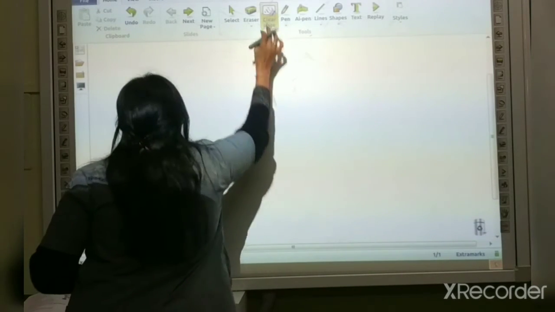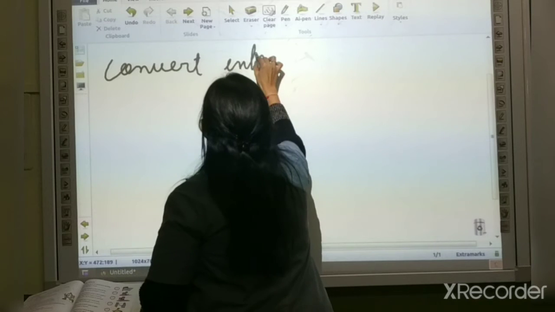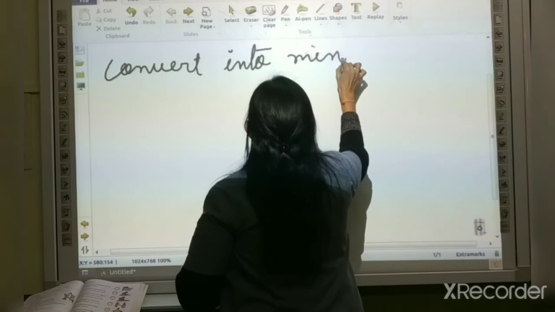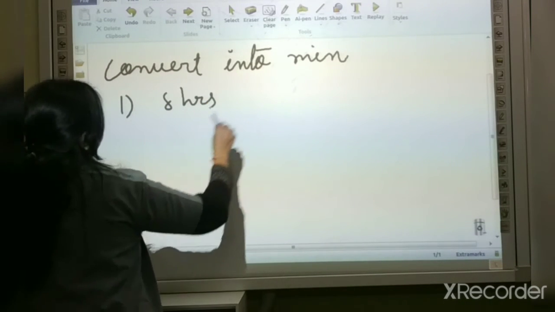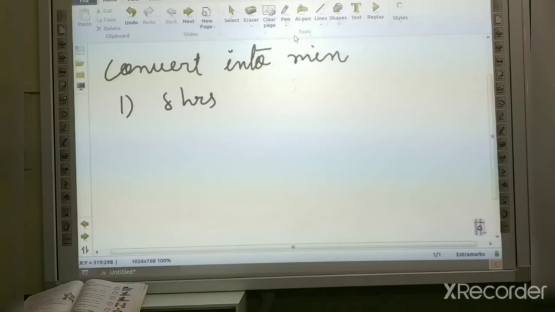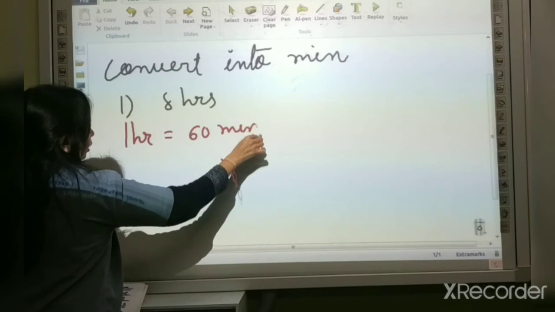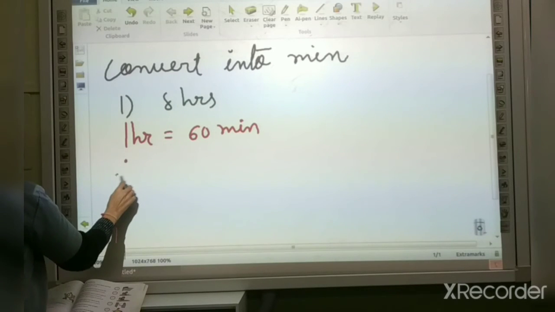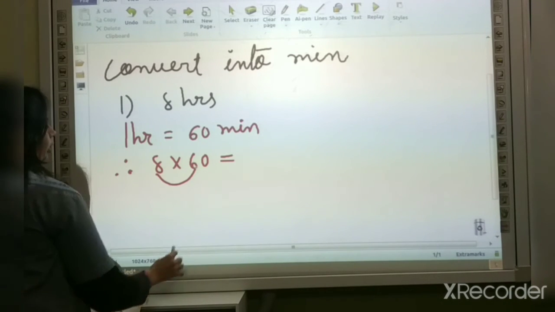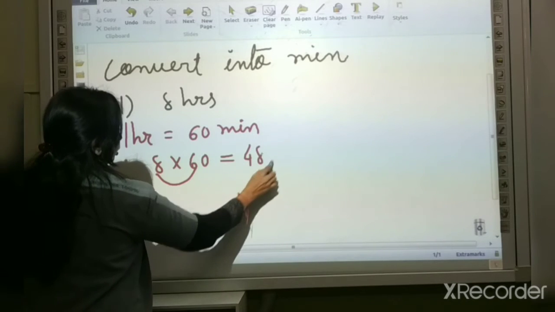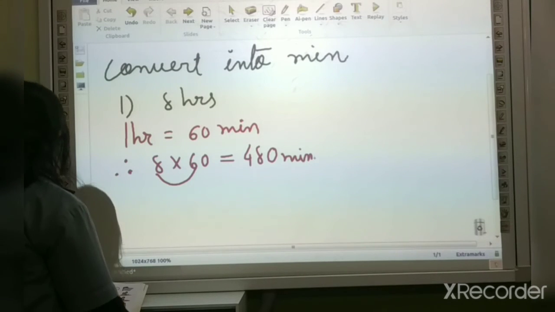Now convert into minutes. Right? Now here we give 8 hours, and we convert into minutes. So you know very well 1 hour is equal to 60 minutes. Right? So here do 8 into 60. Right? So 8 sixes are 48 and 0 on the right side. 480 minutes. Right?